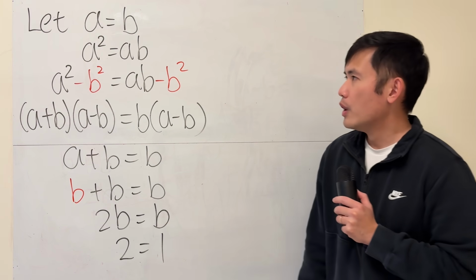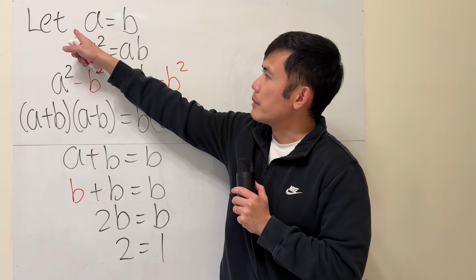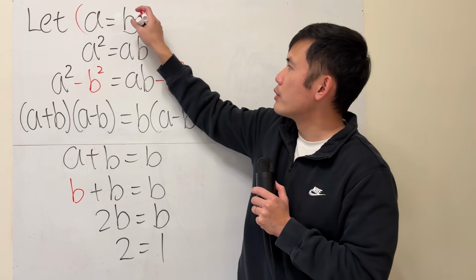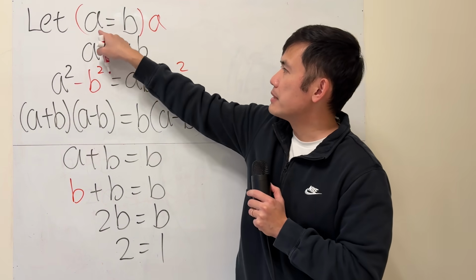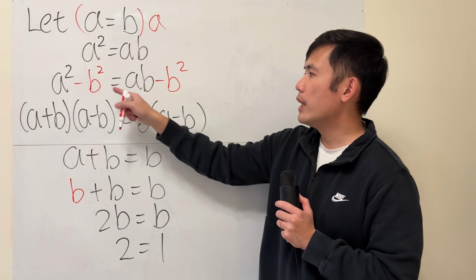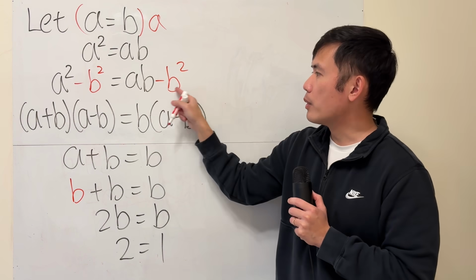Here we go. We are going to start off with the assumption that A is equal to B. And then we are going to multiply both sides by A. So A times A gives us A squared, and A times B, we leave it as AB. Then we are subtracting B squared from both sides.